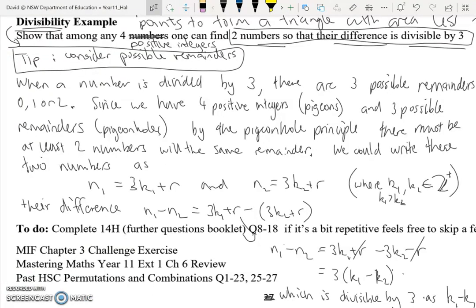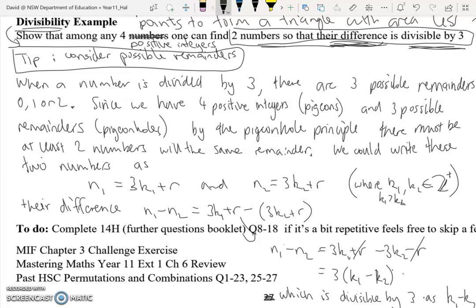Okay, so let's go through the solution. When a number is divided by 3, there are 3 possible remainders. You can get a remainder of 0, 1, or 2. Since we have 4 positive integers, they're the 4 pigeons, and 3 possible remainders, the pigeonholes, by the pigeonhole principle, there must be at least 2 numbers with the same remainder. Now, this is where we're going to prove that 2 numbers with the same remainder is equivalent to saying that the difference of the 2 numbers is divisible by 3. We need to show that now.